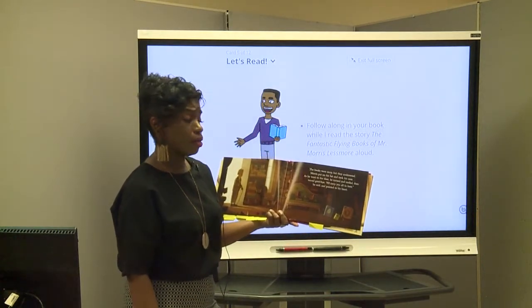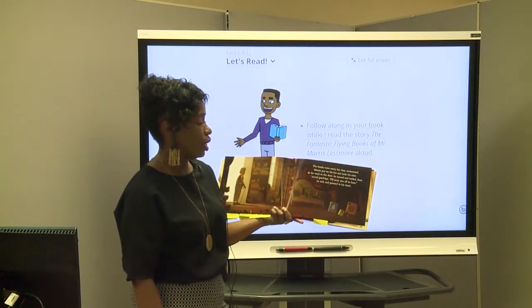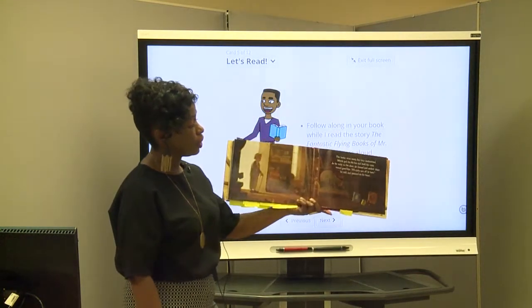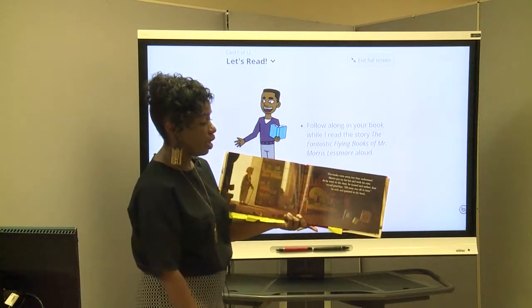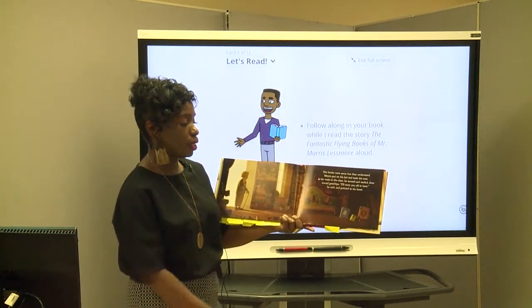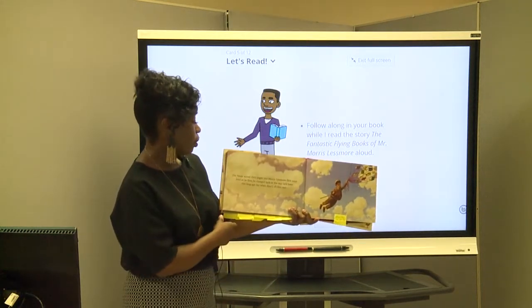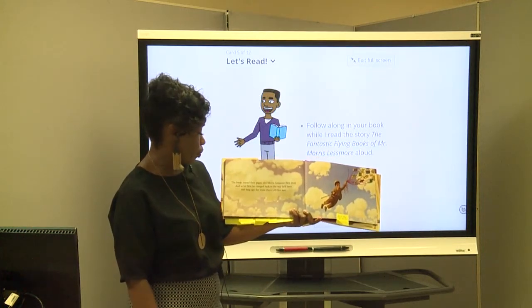The books were sorry, but they understood. Morris put on his hat and took his cane, and as he went to the door, he turned and smiled. Then he waved goodbye. "I'll carry you all in here," he said, and pointed to his heart. The books waved their pages, and Morris Lesmore flew away.